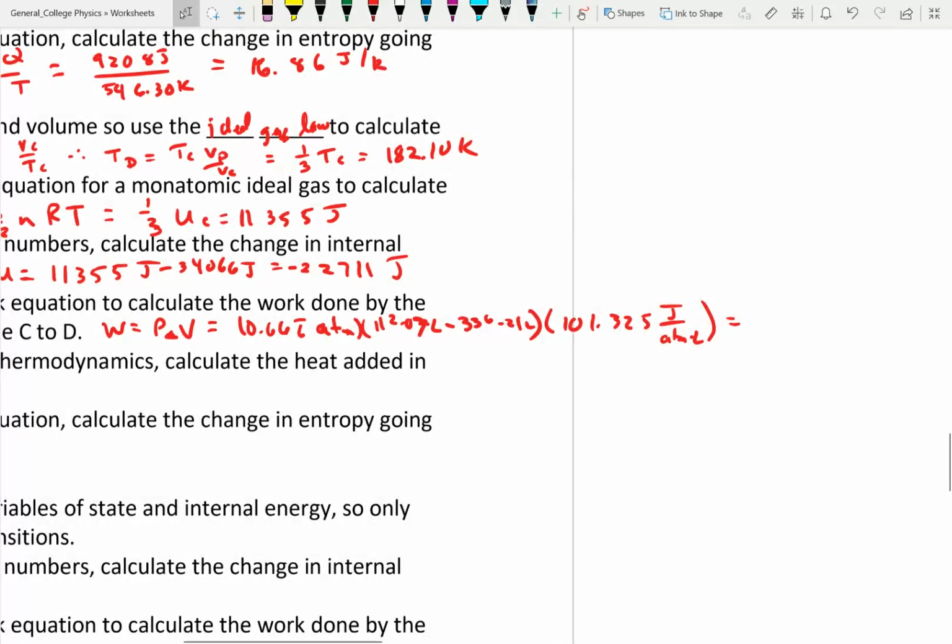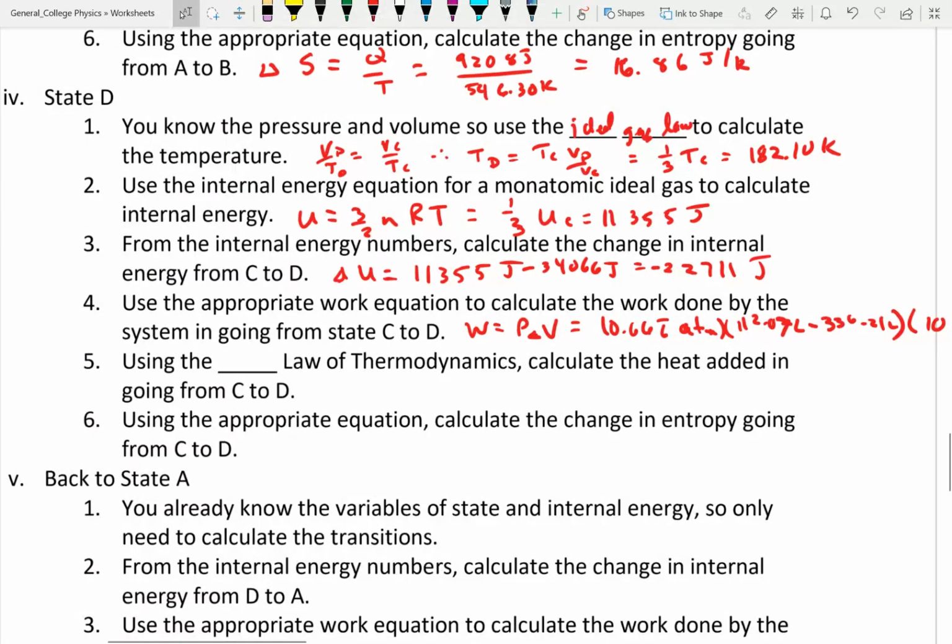And that gives me a work of, notice it's going to be negative because the final volume was a smaller value than the initial. And so that gives me a work of minus 15,141. And then the first law of thermodynamics to calculate the heat added, that is Q is equal to delta U plus work, just like we did before. So I can add those two, or I could have used Q is equal to nCp delta T. In this case, I'm just going to add those two together.